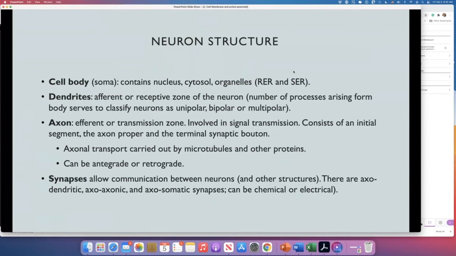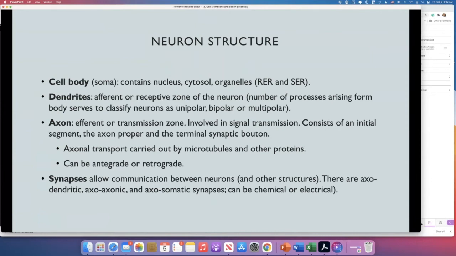Just to remember what these structures are. The cell body or soma is the one that has the nucleus, different organelles, endoplasmic reticulum, smooth and rough. The dendrites are the afferent or receptive part of the neuron. There are different numbers of dendrites depending on the type of neuron, depending on if they are unipolar, bipolar, multipolar.